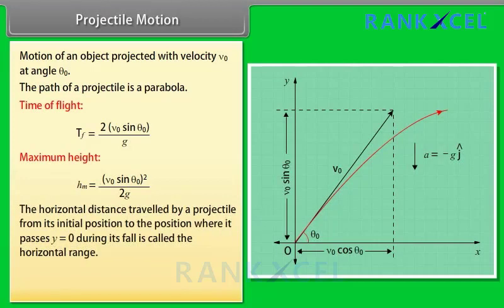The horizontal distance travelled by a projectile from its initial position to the position where it passes y equals 0 during its fall is called the horizontal range. Horizontal range of a projectile is given by v naught squared times sin 2 theta naught divided by g.